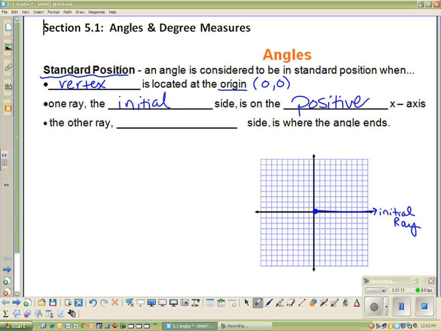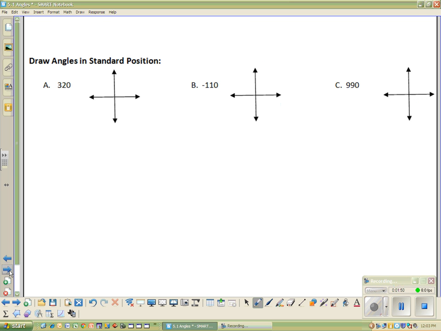The other ray, which will be called the terminal, and what does terminal mean? Well, think of the word ending. The ending side, or the terminal side, is where the angle ends. So if I had an angle maybe of 135 degrees, in standard position here, I would have its initial ray on the x-axis, and I would have my vertex located at 0, 0, and this would be considered my terminal ray, or terminal side. That is what's known as standard position. So just take a moment here and draw in your standard position angles.